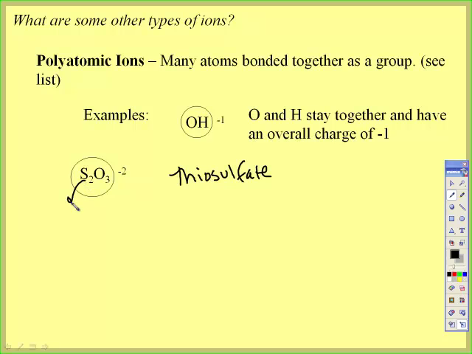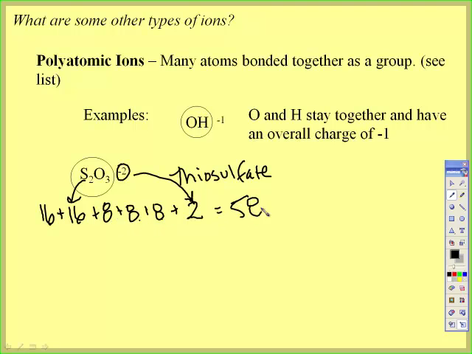And it has, let's see, 16 for one sulfur, 16 for another sulfur. It has an 8, and 8 for each oxygen, and then the 2 electrons extra for the charge. So that would be 32, 40, 48, 56, 58, if I did that right.